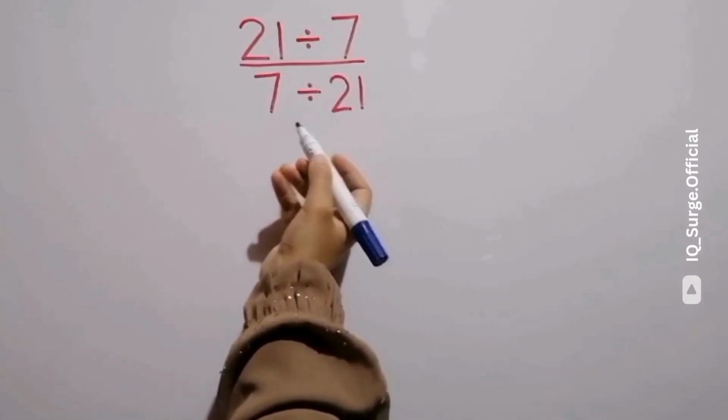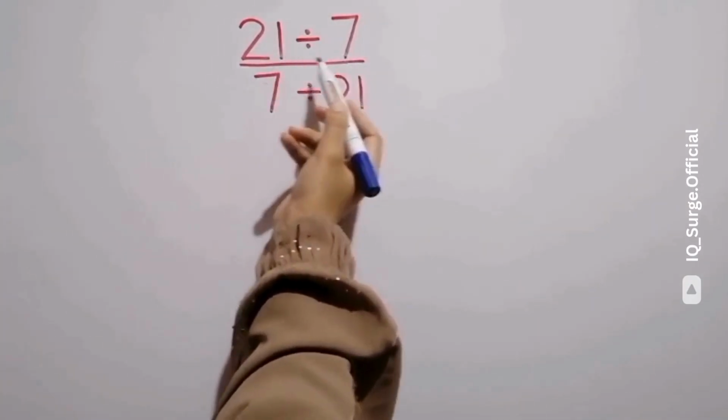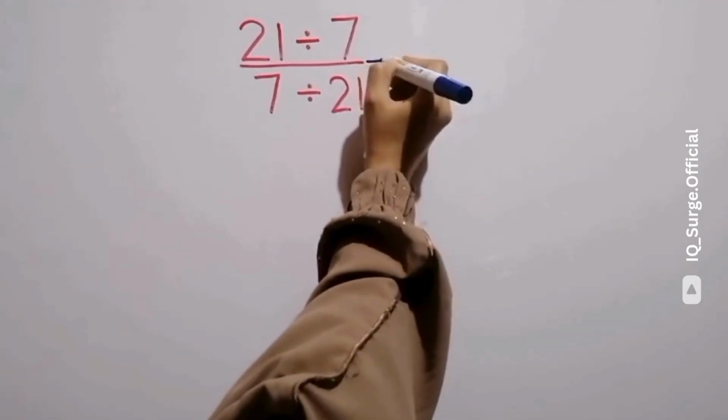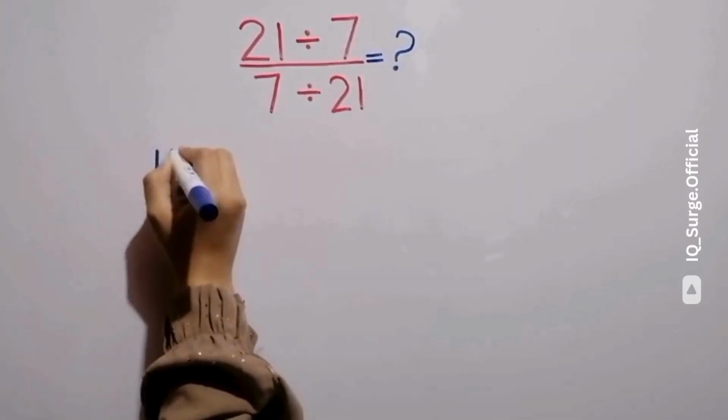This looks like basic division, but almost everyone gets it wrong. 21 divided by 7, then over 7 divided by 21. What is the answer of this question? Can you solve it? In the wrong way of solving this question.